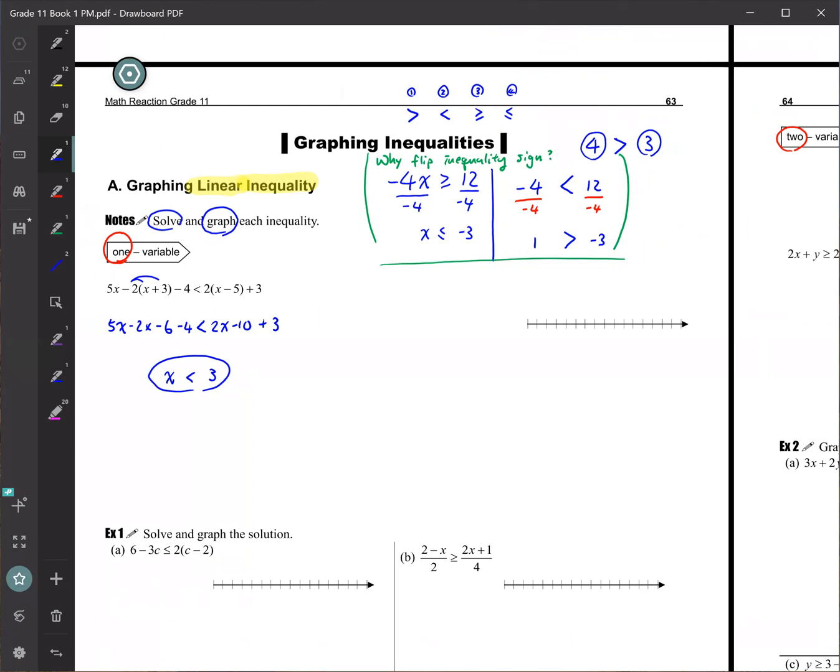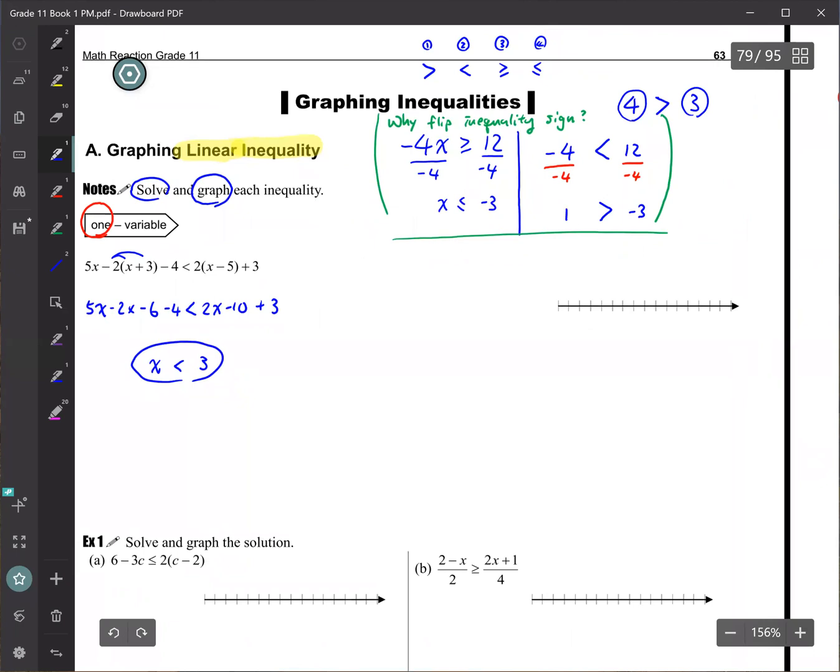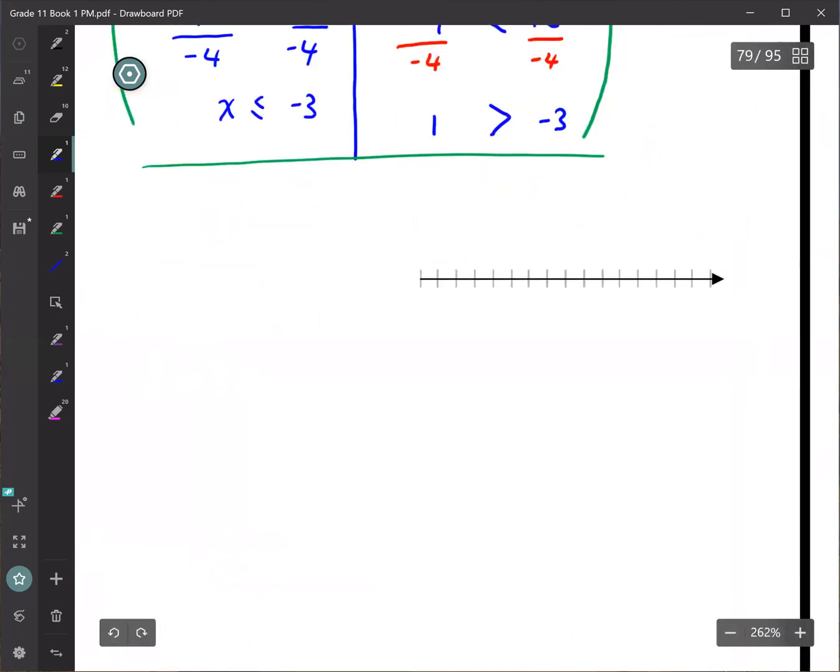When you show it on the graph, make sure you show a couple numbers, not just the number 3. Okay, a couple numbers around the 3. So we can put 3 here and put 2, 1, 0, 4, 5. Okay, show several numbers around the number you want to draw.